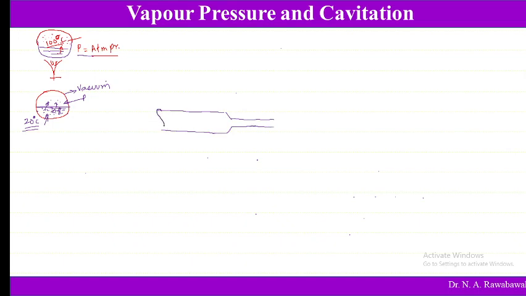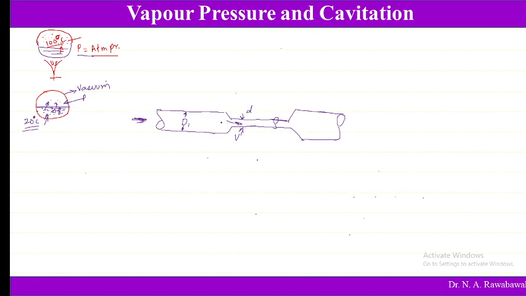When liquid is passed through this pipe of varying cross section, where there is a larger diameter D1, the pressure is higher. When it passes through the smaller diameter d, naturally the velocity increases and the pressure decreases.